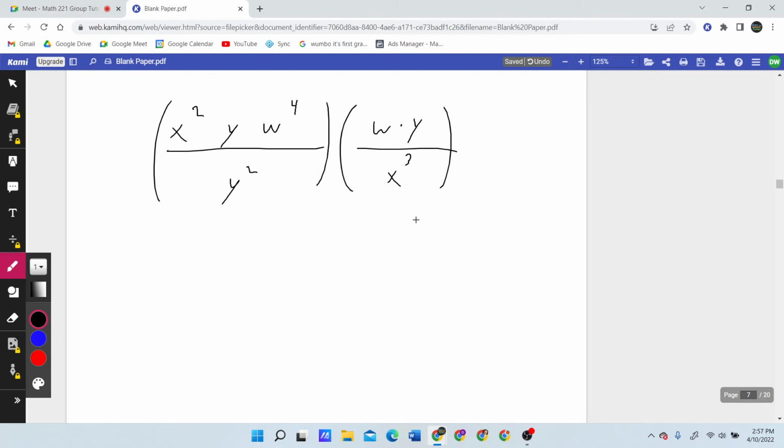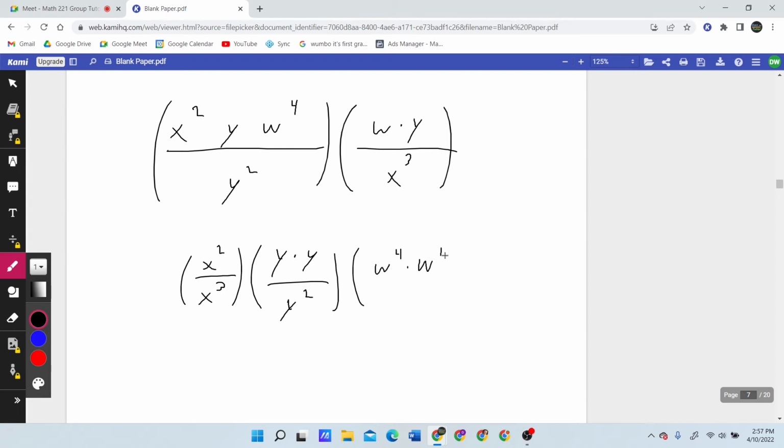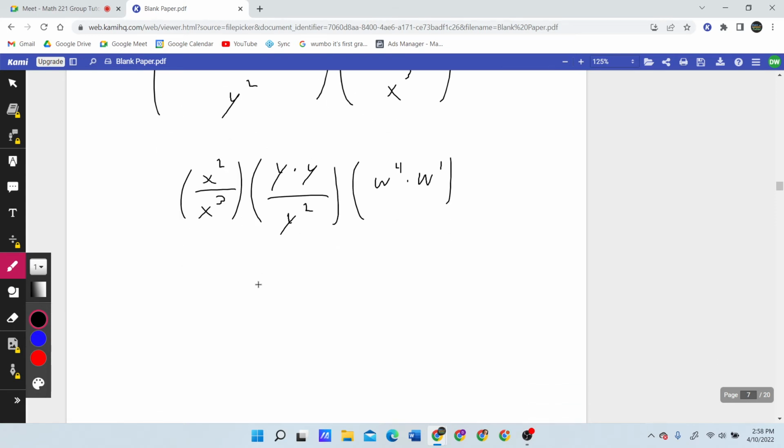So the first thing I say is I want to group the like terms together. In other words, I look at my x's, I would have x squared divided by x cubed. I want to look at my y's. So with the y's, I have in the numerator y times y. In the denominator, I have a y squared. And then for the w's, I just have w to the 4th times w to the 1st. There is no denominator there. And the other thing I want to say is from here, I think it's pretty straightforward. If you want to jump ahead and just cancel out, you can do that, of course. But I'm going to do it the longer, more straightforward way, and that is the following.